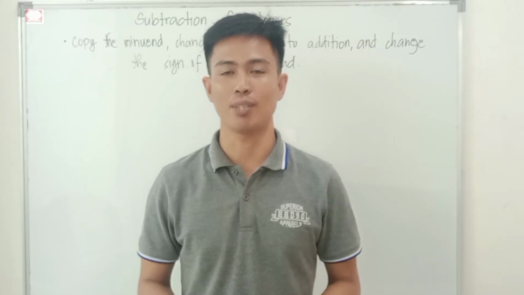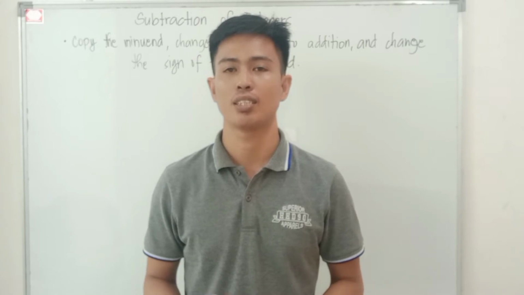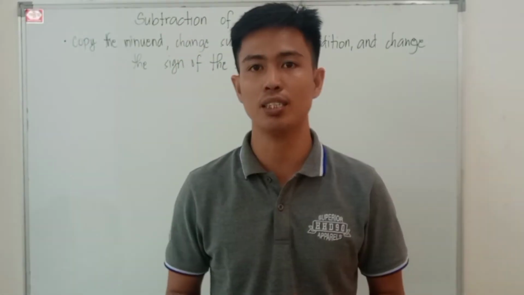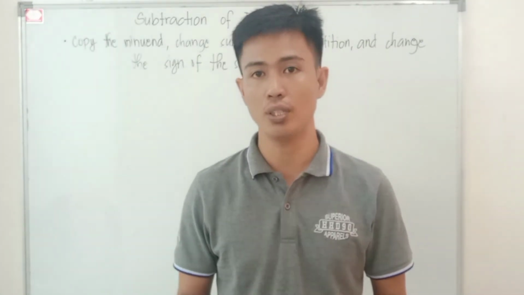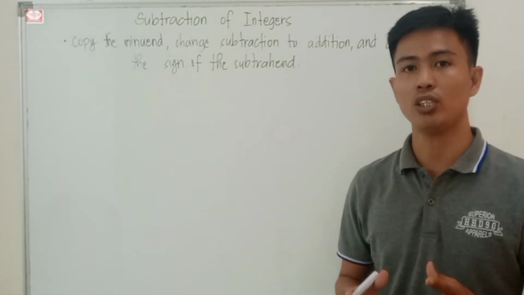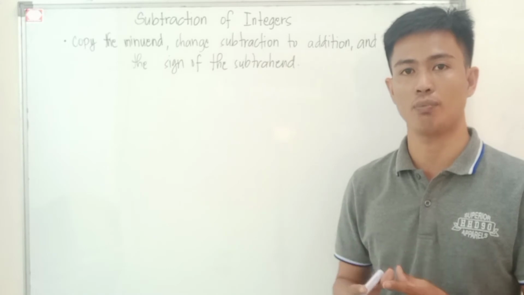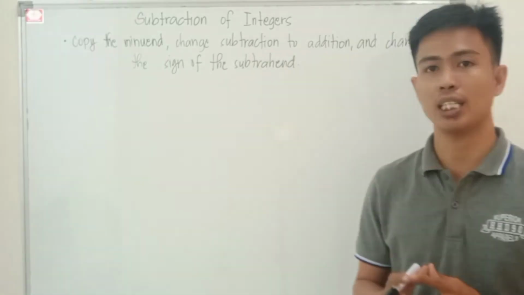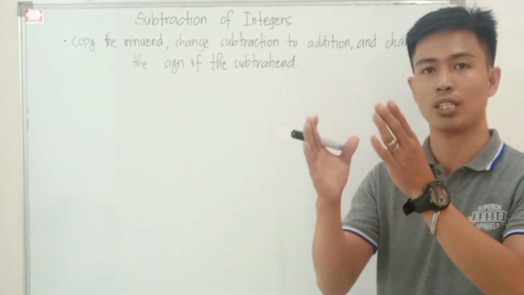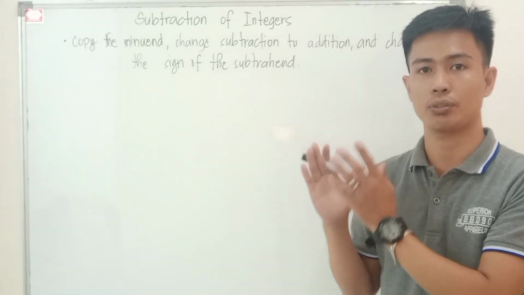After knowing the concept of addition, we can now proceed with subtraction of integers. So, paano naman natin ginagawa yung subtraction of integers? So, in subtracting integers, the rule is, first is to copy the minuend, and then change subtraction into addition, and then change the sign of the subtrahend. So, ang una natin gagawin is kukopihin lang natin yung minuend, and then papalitan natin yung subtraction, gagawin natin addition, and papalitan natin ang sign ng subtrahend.